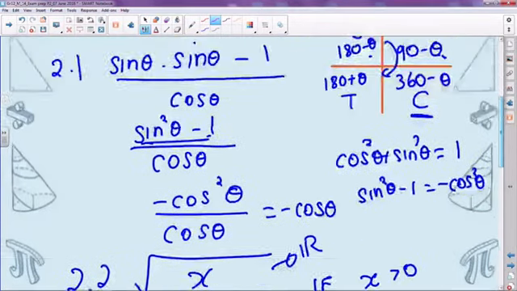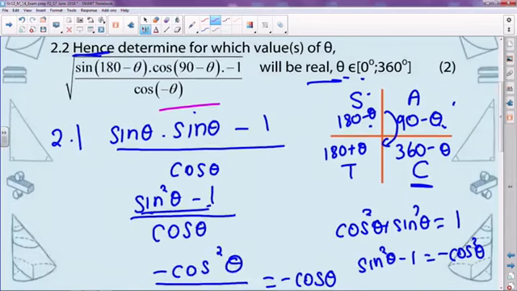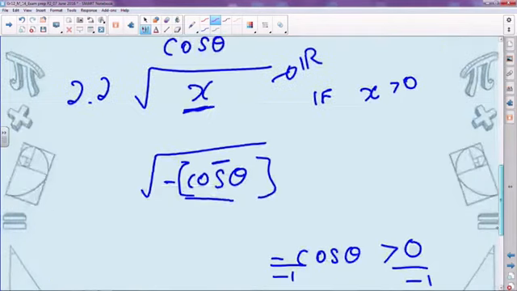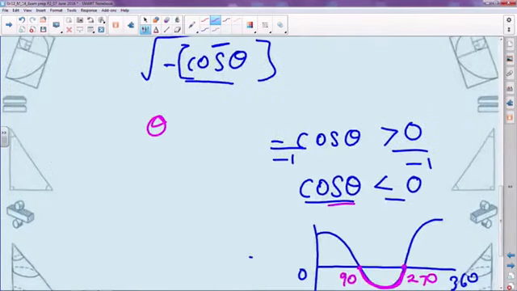So therefore, this expression will be real when theta is an element from 90 degrees to 270 degrees.